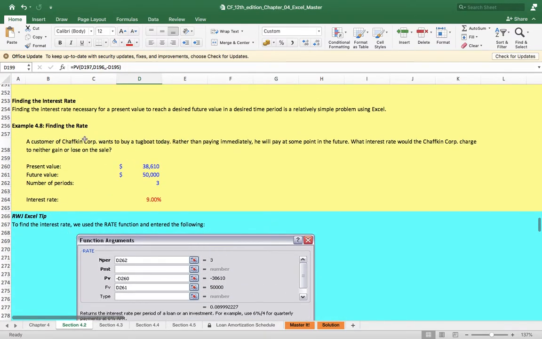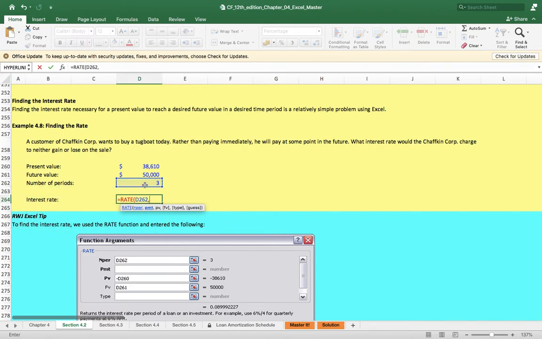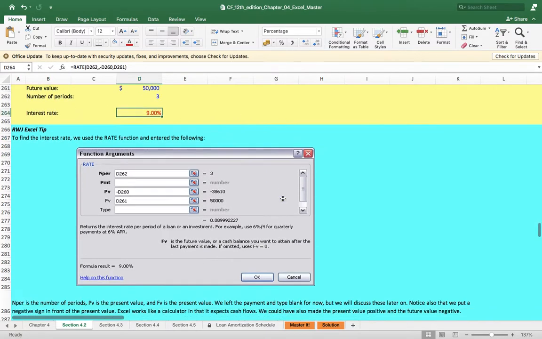And here is finding the rate. Rate will be calculated here. Rate is equal to, for calculating the interest rate, there is an inbuilt function called rate. Click there. Then the NPER is number of periods. Then payment, no in between payments. Present value 38,610. Future value 50,000. So which one you have to make minus? Present value will make minus, future value will keep plus. Enter. 9% is the rate of interest.